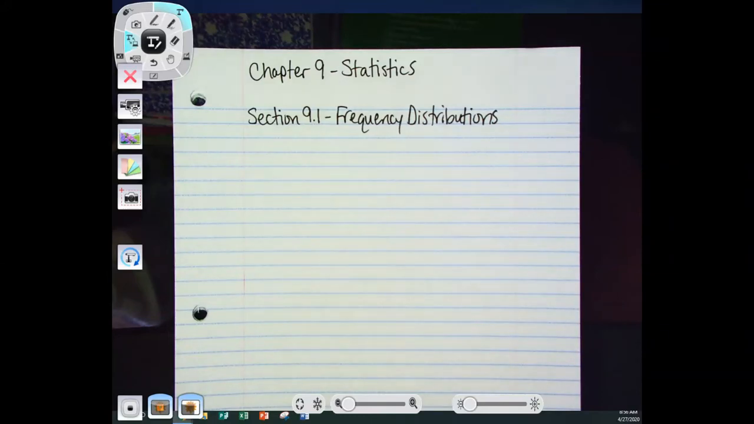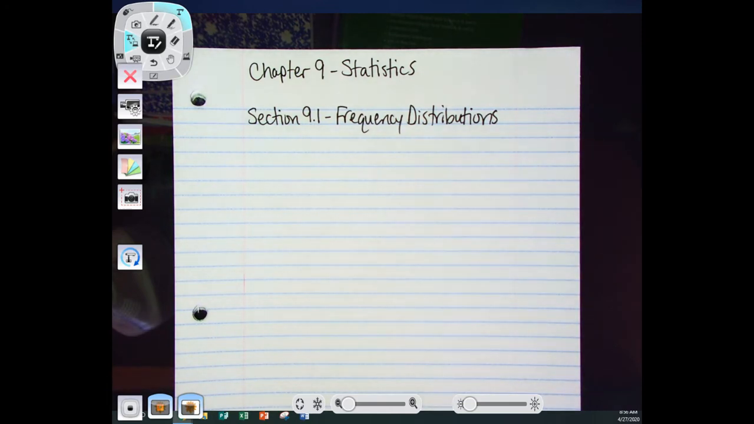All right, welcome to Chapter 9. Chapter 9 is on statistics. Statistics is the branch of mathematics that deals mainly with collection and summarization of data. So, we're looking at analyzing data and making inferences based on our analysis.